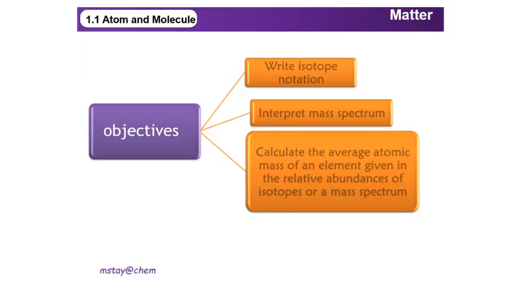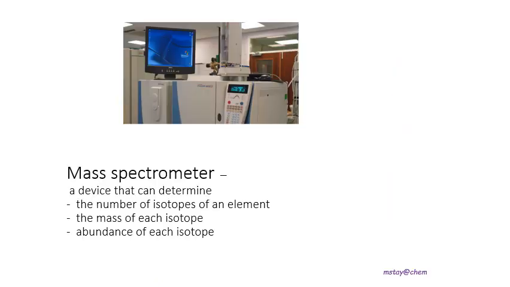Okay, we have finished writing isotope notation. So you will be able to answer tutorial question number 1 up to question number 4. Now we continue with the second objective in 1.1, which is to interpret the mass spectrum.